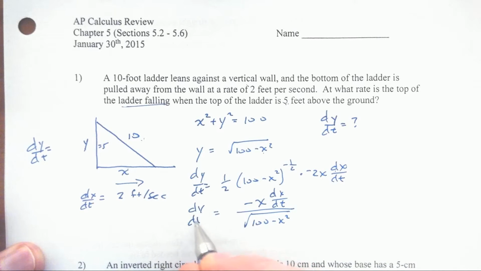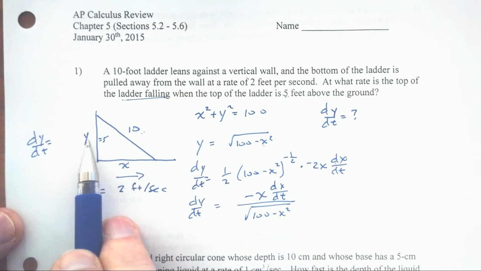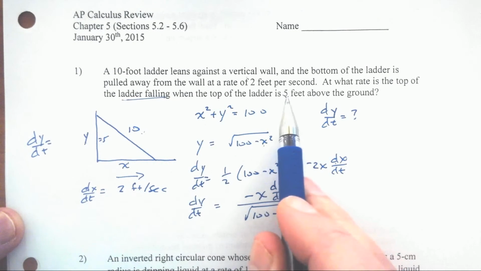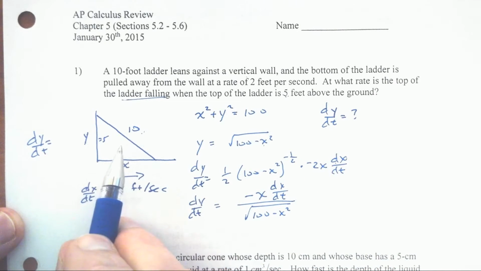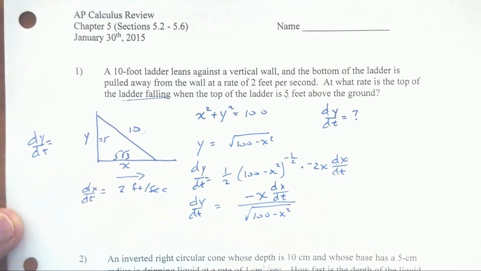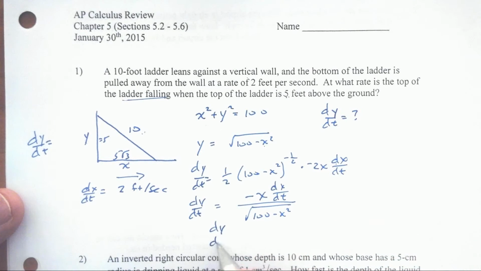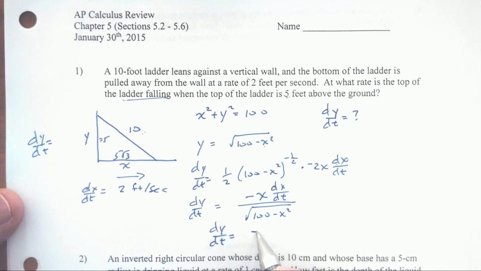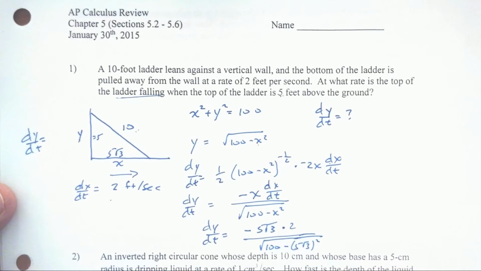That is dy/dt. So I know dx/dt is 2, and when y is 5, right here, that's when we're interested in, when the top of the ladder is 5 feet above. That makes this a 5 to 10, that makes this a 30-60-90. This is 5 root 3. So we get dy/dt is negative 5 root 3 times dx/dt, 2, over the square root of 100 minus (5 root 3) squared. So where are we at here?